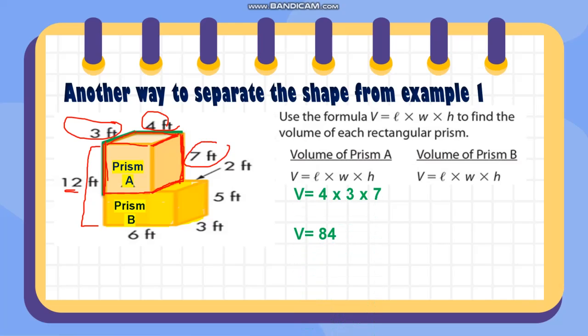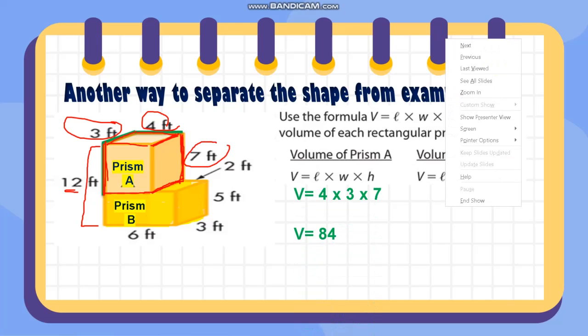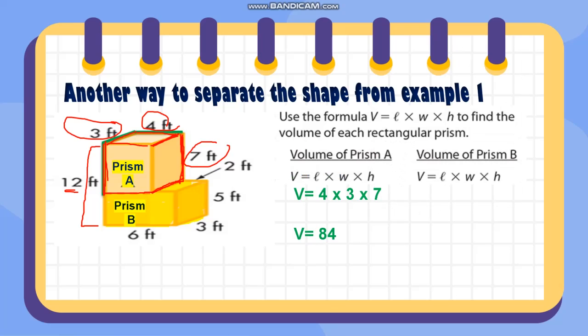And prism B. Prism B is the below part of the prism. Okay, so I have here 6 feet. This is your length, this is your width, and this is your height. So your length is 6, your width is 3, and your height is 5. So what is the answer? 6 multiplied by 3 multiplied by 5 is equivalent to 90.